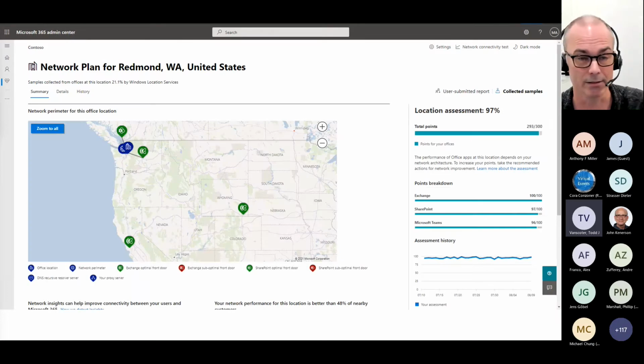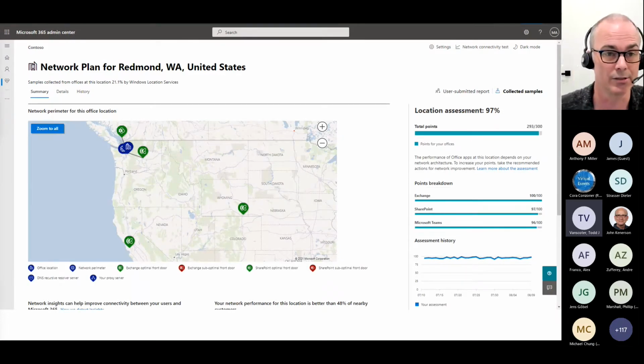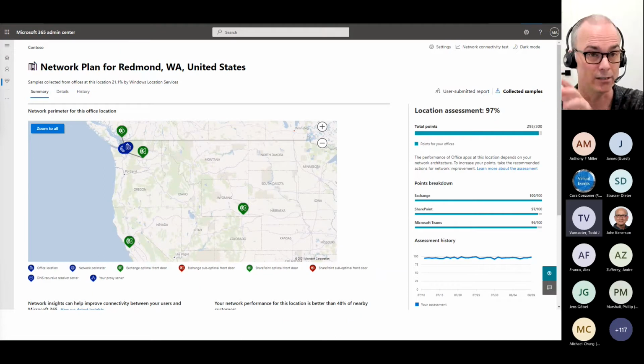And this goes down again to individual branch locations where we detect traffic. You can customize those as well and give us some additional feedback on the IP addresses that are associated with your branches, and then we can do a better job of providing this feedback.